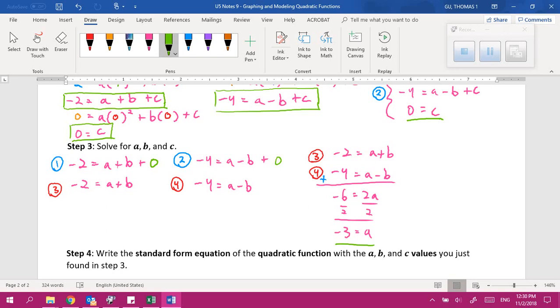What can I find next? B, right. Because you only see a and b in equations 3 and 4. So which equation do you want to use to find b? You can choose either, but 3 is easier because b is already positive there, right? So equation 3 is negative 2 equals a plus b. But what's a? Negative 3. So I'm going to put negative 2 equals negative 3 plus b.